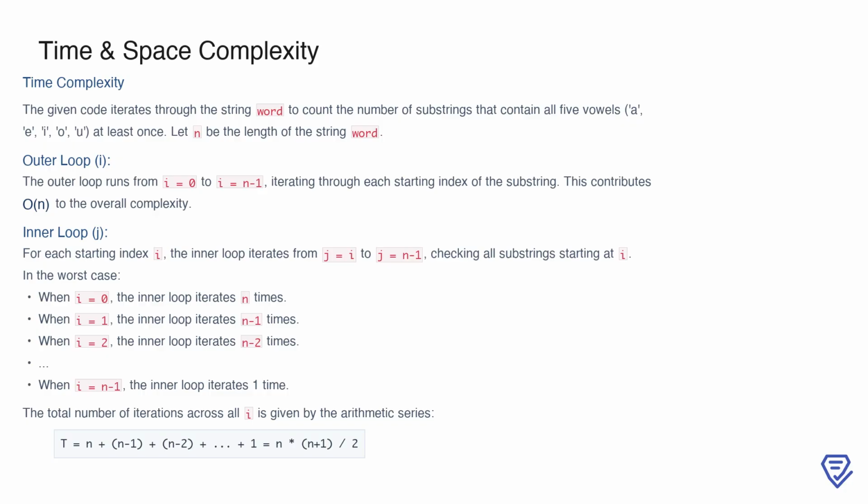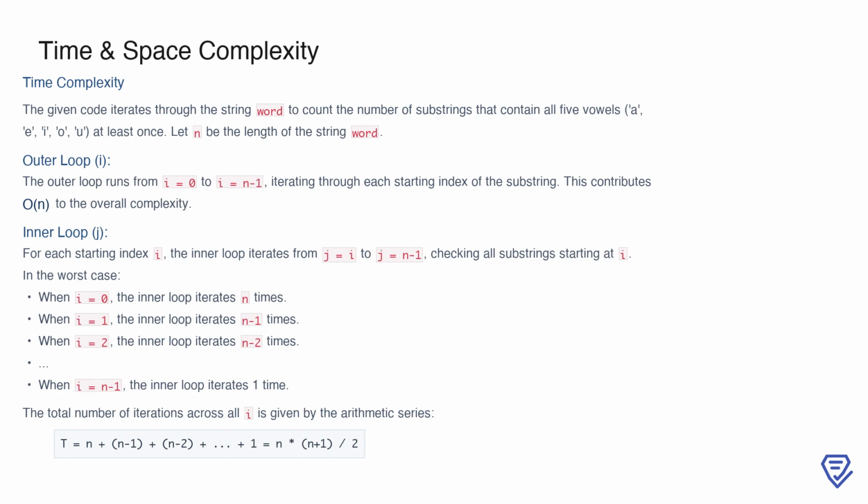This means that, in the worst case, the inner loop runs n times when i is 0, n minus 1 times when i is 1, and so on, decreasing by 1 iteration for each subsequent value of i. When we sum up all these iterations, it forms an arithmetic series, n plus n-1 plus n-2 down to 1, which simplifies to n times (n plus 1) divided by 2. This gives us the total number of iterations for the nested loops, setting the stage for understanding the time complexity in greater detail.